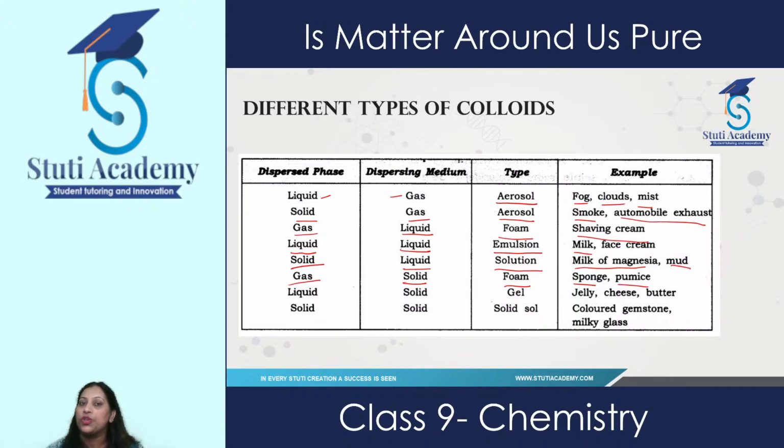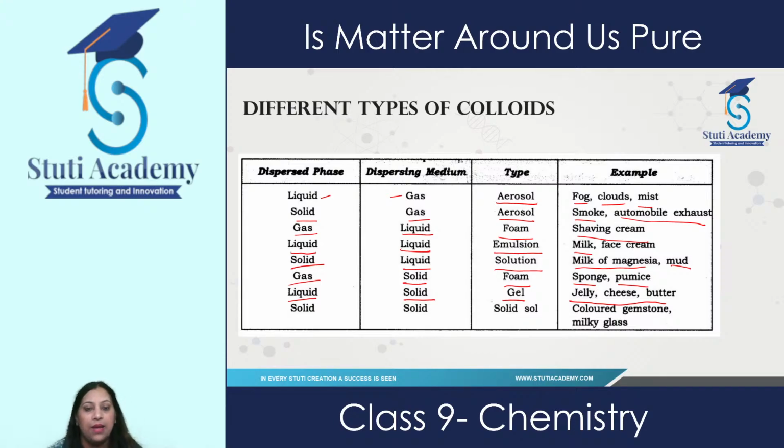We use pumice stone to remove dead skin from our body. So that pumice stone also has some pores, and a sponge also has some pores in it. So gas and solid, these two when combined together, form a foam type of colloid, and the examples are sponge and pumice stone. Then if we have the dispersed phase liquid and the dispersing medium solid, then we call it gel. And examples of such kind are jelly, cheese, butter.